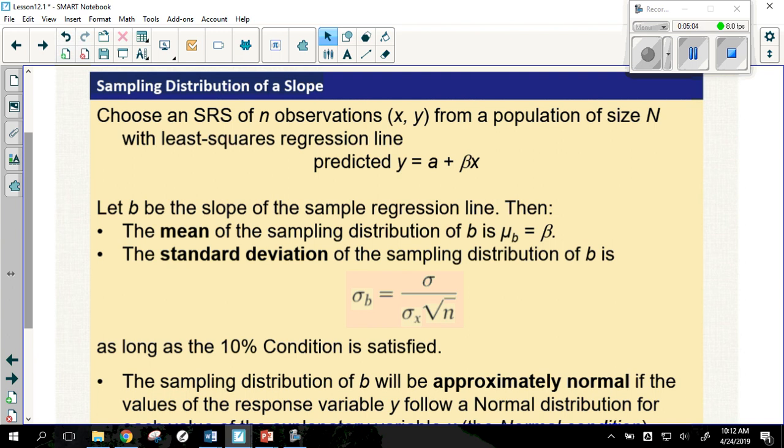The mean slope is going to be beta. And then we have a standard deviation, and of course your 10% condition has to be satisfied in order to use this formula for standard deviation. The thing about this standard deviation is this is the standard deviation of the population, right? The sigma in the numerator. So we're actually going to use a different formula to calculate the standard deviation because more often than not we are not going to have the standard deviation of the population.